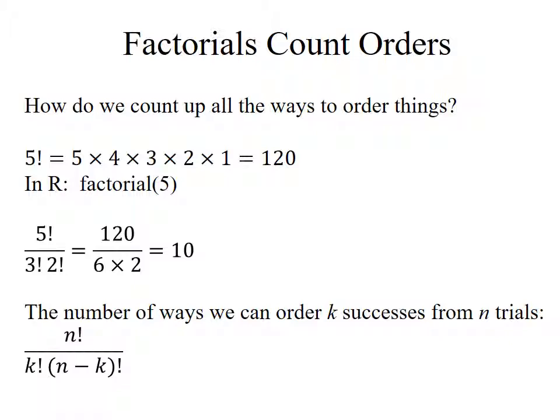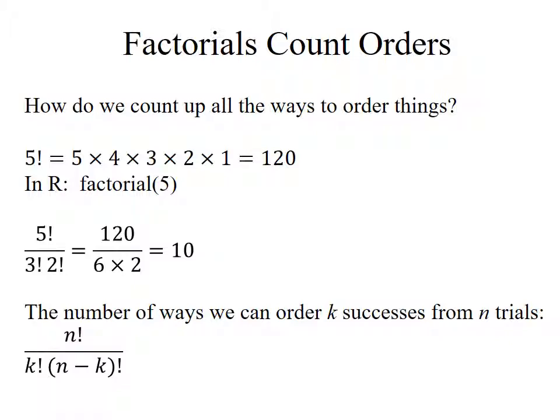To write a factorial, we use an exclamation point. So 5 factorial: with a factorial, you take a number and then you multiply it by all the whole numbers smaller than it, all the way down to 1. So 5 factorial is 5 times 4 times 3 times 2 times 1. Let's see, 5 times 4 is 20, 20 times 3 is 60, 60 times 2 is 120, 120 times 1 is 120, so 5 factorial is 120. A factorial is a function that allows us to count up all the ways of ordering things. If I'm using R, I just type the command factorial of 5, and it will calculate that 120 for me.